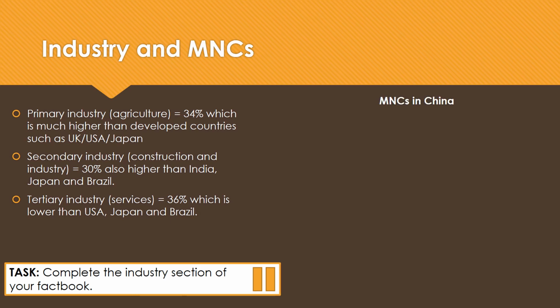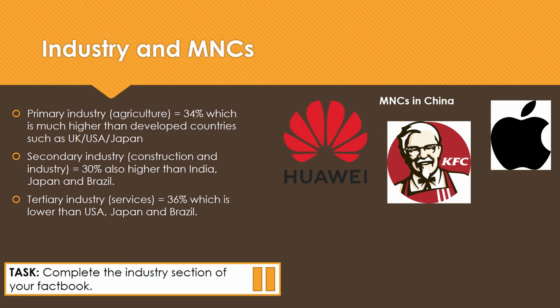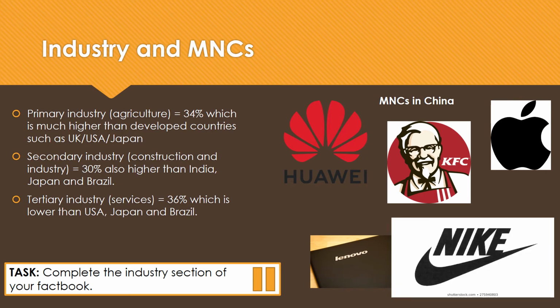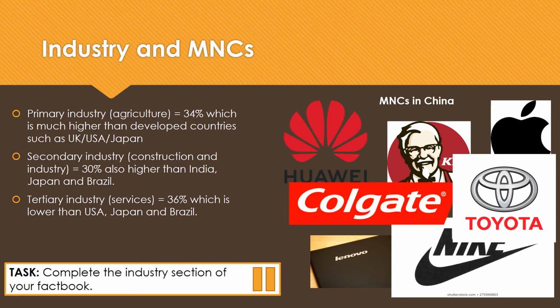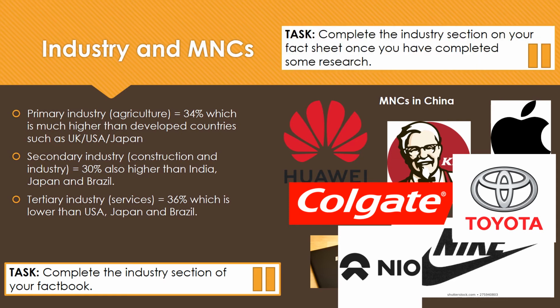Okay, moving on to multinationals then. I've got some images here of different ones. Some of them are Chinese multinationals. Others are from elsewhere in the world but have headquarters or offices in China. So you can add some of these to your list or do your own research. This NIO, I'm not sure how you say it, is a Chinese electric car company if you've not heard about it before, so you can maybe research them as well.